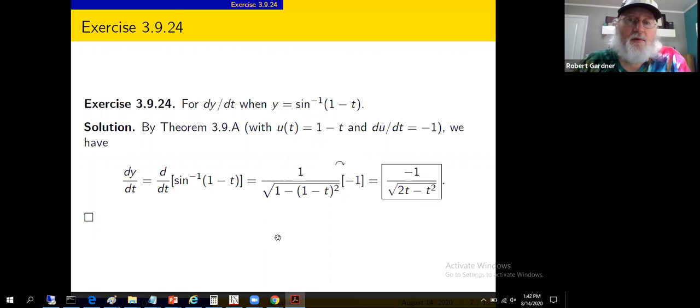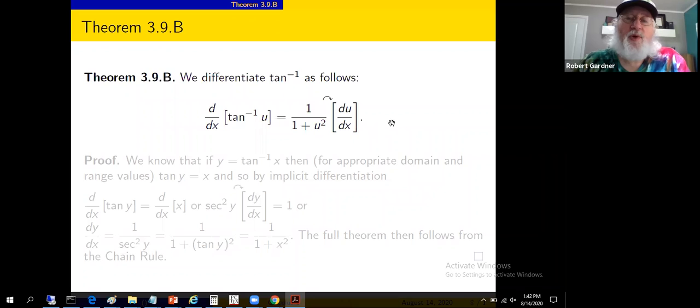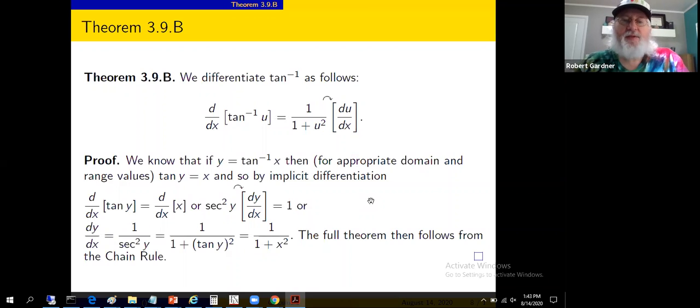Let's do another one. Let's differentiate tangent inverse. The claim is the derivative of tangent inverse of u with respect to x is 1 over 1 plus u squared times du dx. In particular, the derivative with respect to x of tangent inverse of x is 1 over 1 plus x squared times 1. So let's show that for the x.